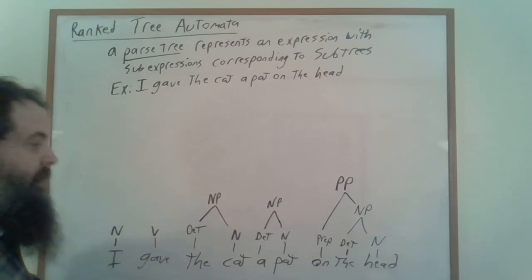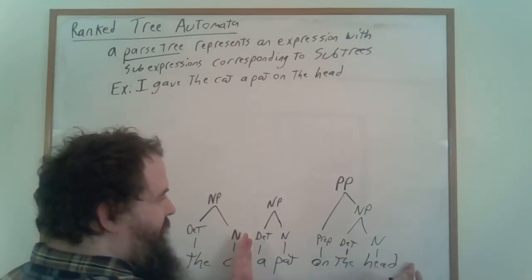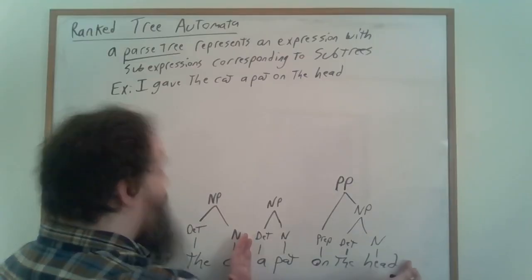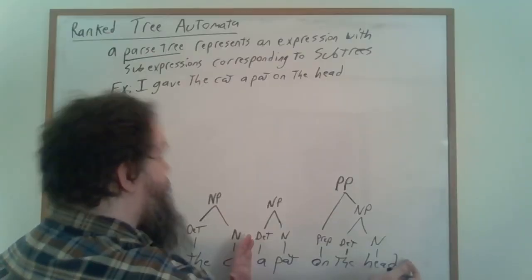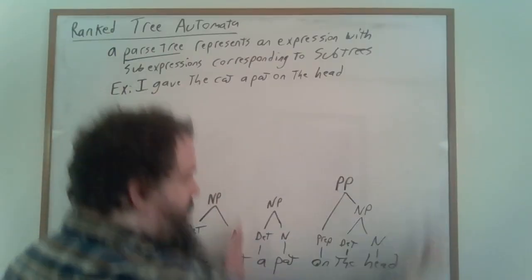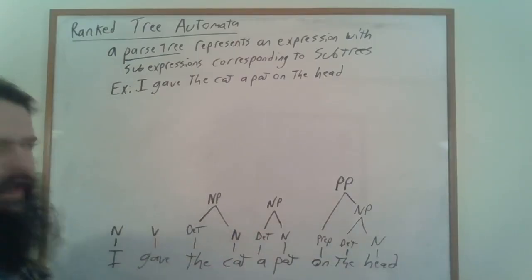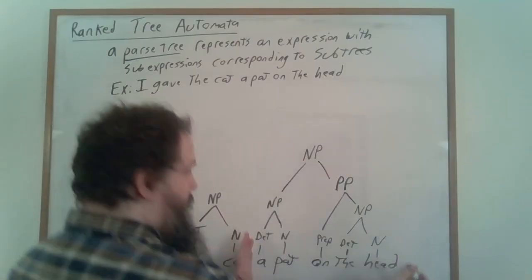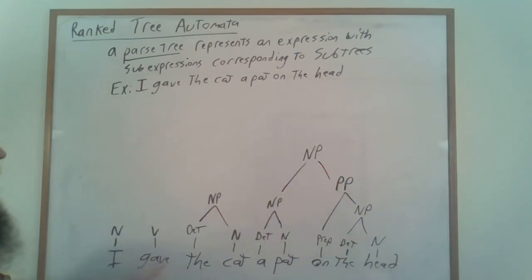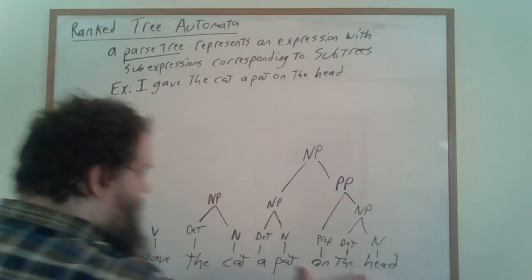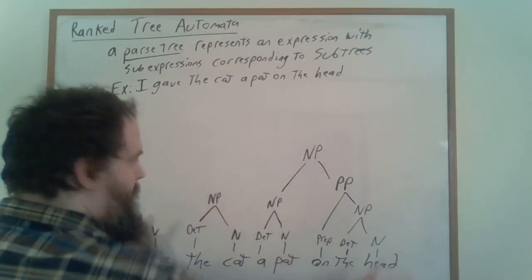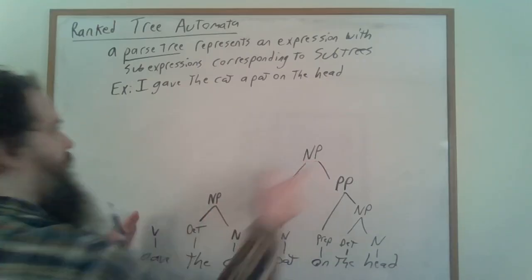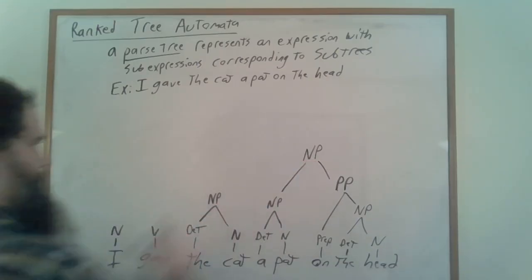And the test for this is to look at the corresponding sub-expression and ask yourself, is this a sub-expression of the original sentence? Is a pat on the head a sub-expression of the entire sentence? Is this kind of a coherent part? And I feel like, yeah. And so together, this whole sub-expression is a noun phrase. And then we have a verb that, in this case, takes 2 objects, the thing being given and the thing being given to. And so this whole thing here, verb, noun phrase, and noun phrase, is a verb phrase.